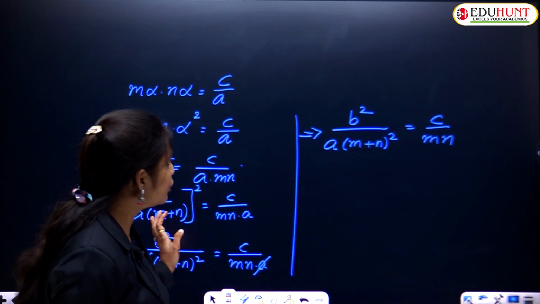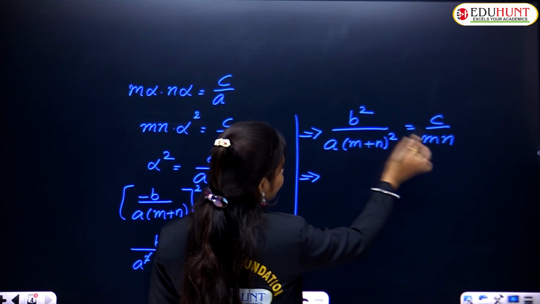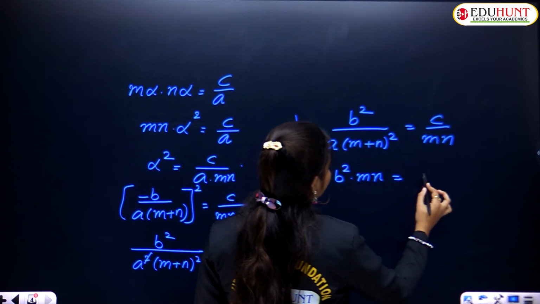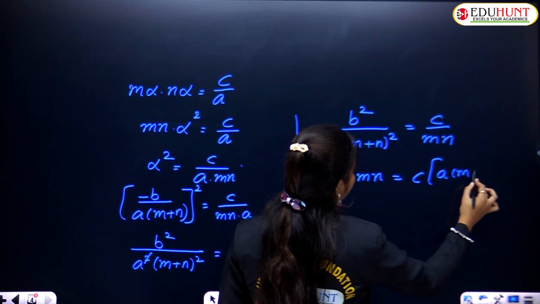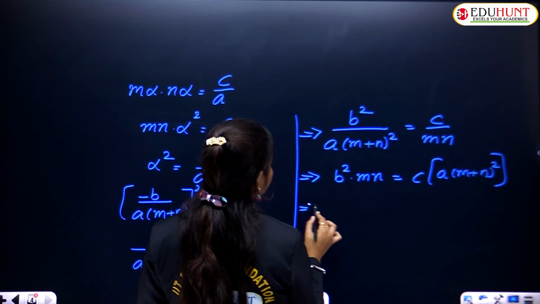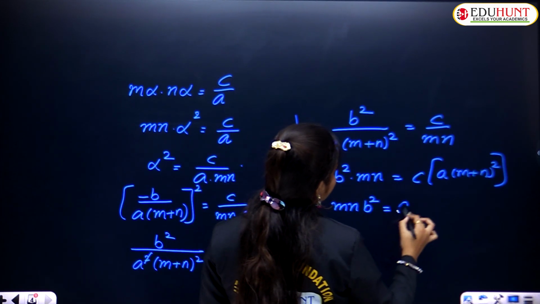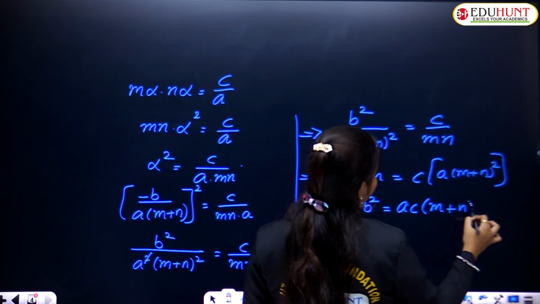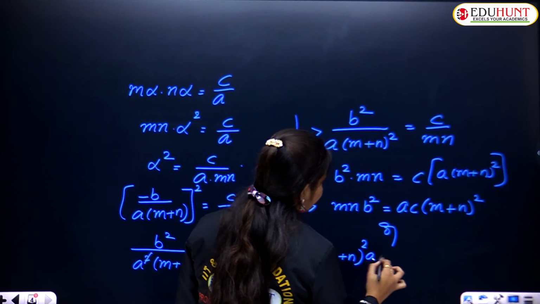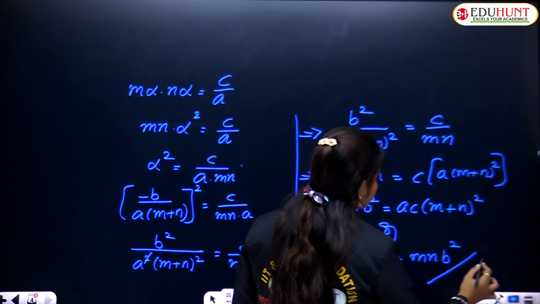Okay, so these are the leftover terms. From this one, just take that cross multiplication, then we will get b square into mn, which is equal to c into a into (m plus n) whole square. So mn into b square is equal to ac into (m plus n) whole square. I am just changing the terms: (m plus n) whole square into ac is equal to mn b square. So this is the required condition.